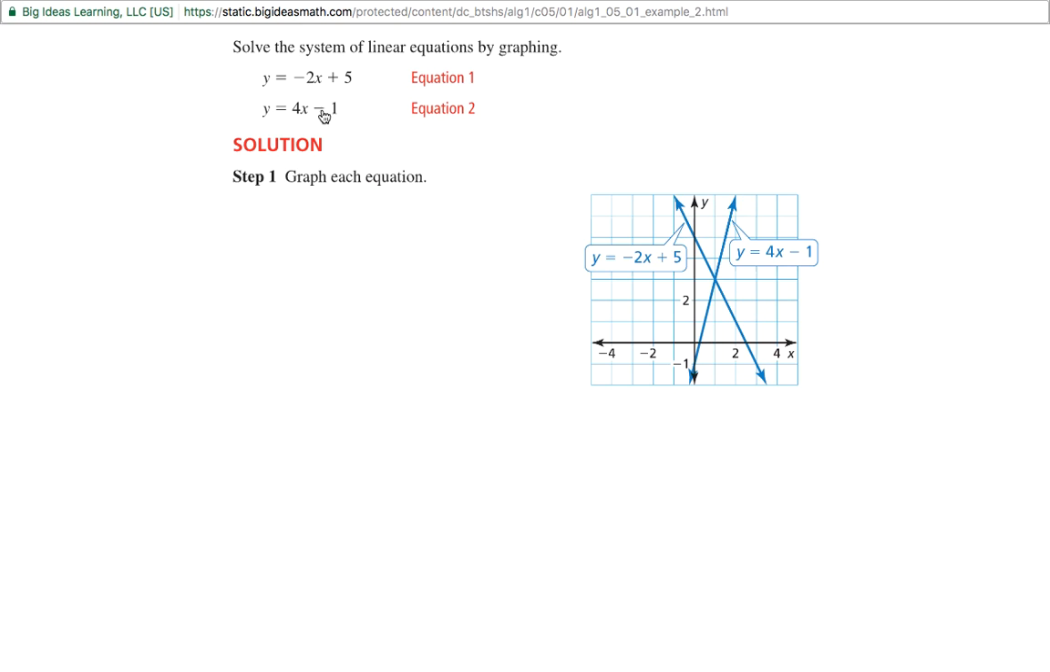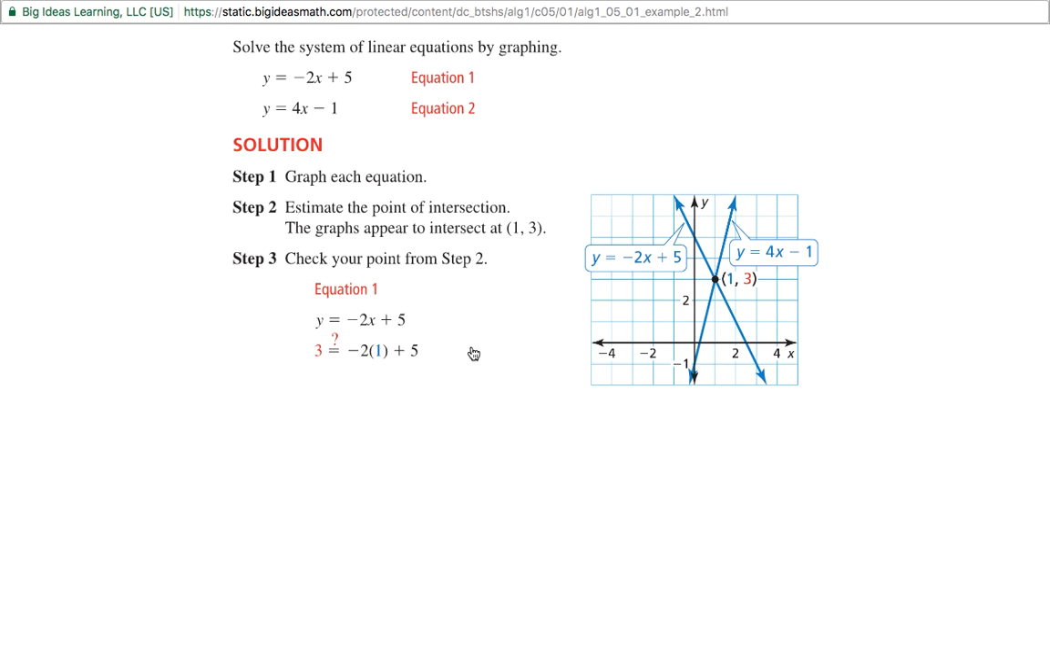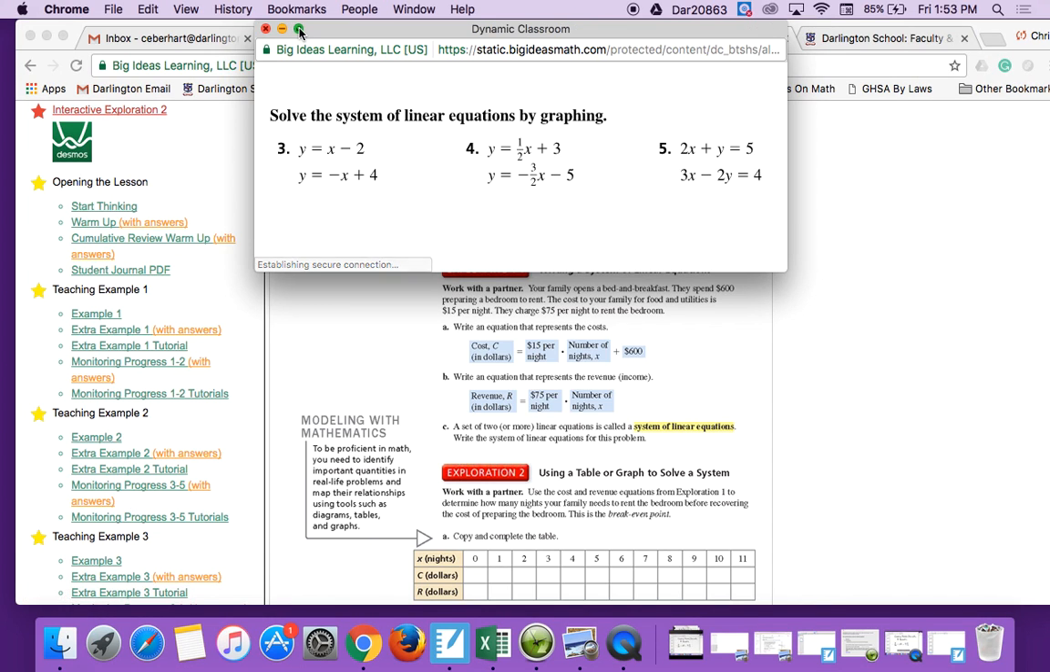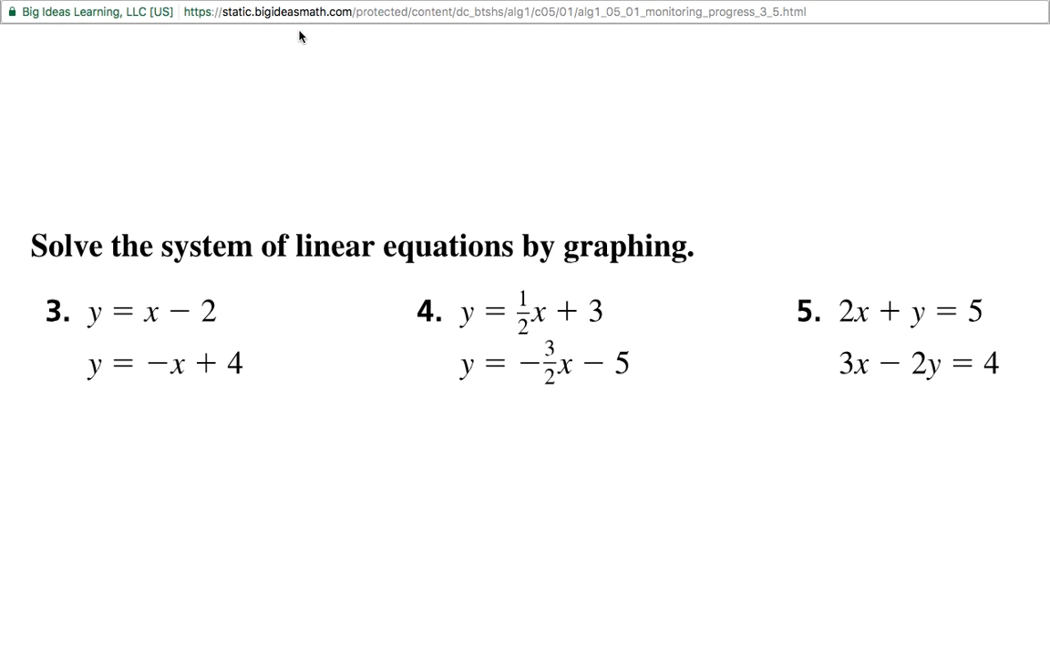This equation is y equals 4x minus 1, which this y-intercept is negative 1. Slope is 4. 1, 2, 3, 4, right 1, draw a line through that. The point at which they intersect is our solution. You'll notice that point is 1, 3. Now, obviously, graph paper makes it a little easier. Give these next couple a try. Make sure you freeze it, and here are the answers.